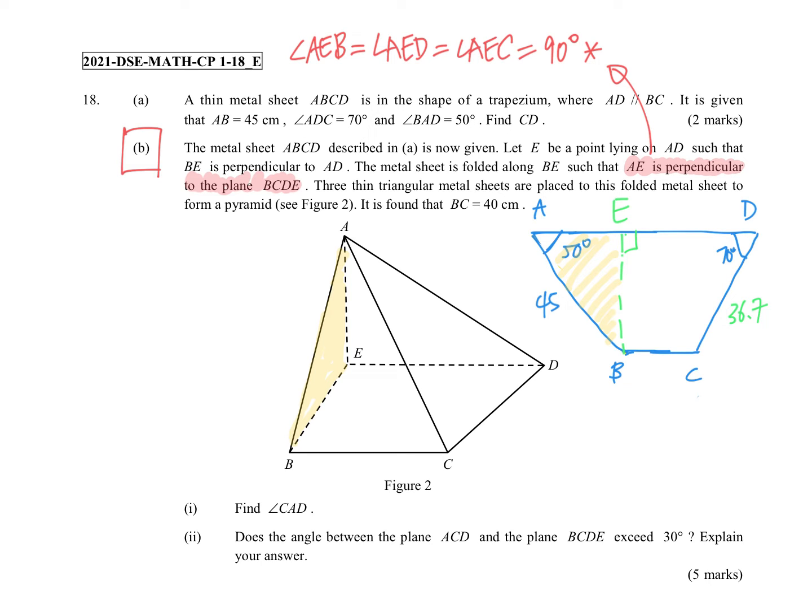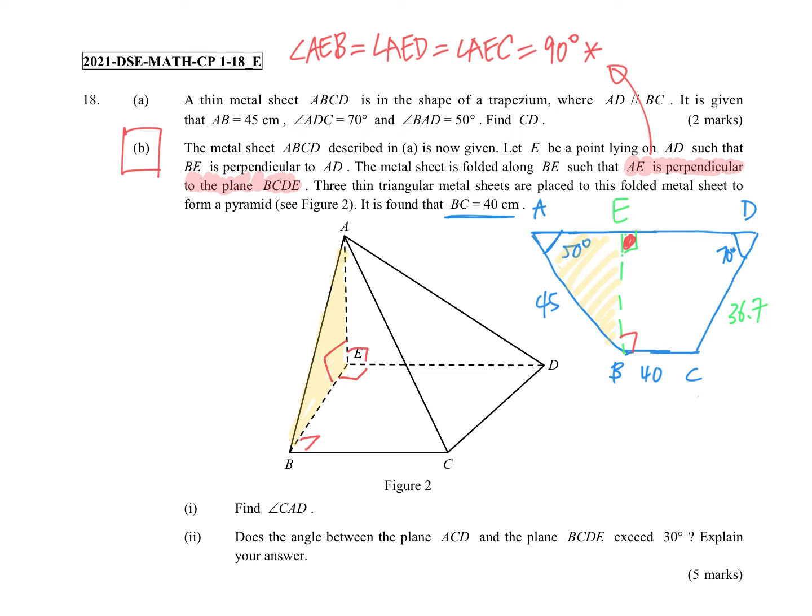So this is 90. This is 90. And don't forget, this is also 90 because of this. And this is also 90. So many 90 degrees. Good. And then we try to insert the other 3 faces to become a pyramid. And then PC equals 40. Okay. So now we try to find angle CAD.